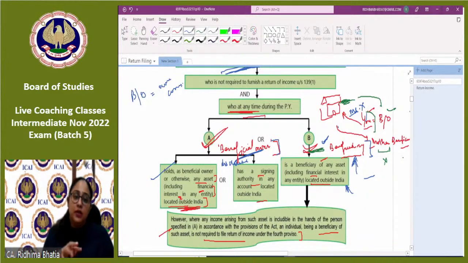But on the other hand, a relaxation is given that if Mr. X files the return and shows the income, then beneficiary has a relaxation of not filing the return. Okay, so income is getting taxed only once, but the relaxation is only to the beneficiary, not to the beneficial owner. If beneficiary files the return, he has to file the return. He has to give the disclosure of return.